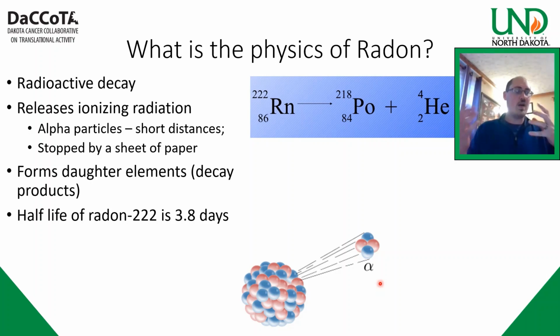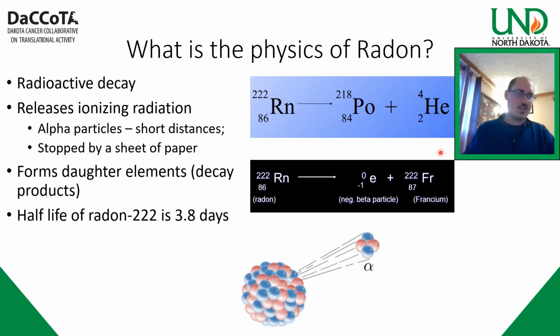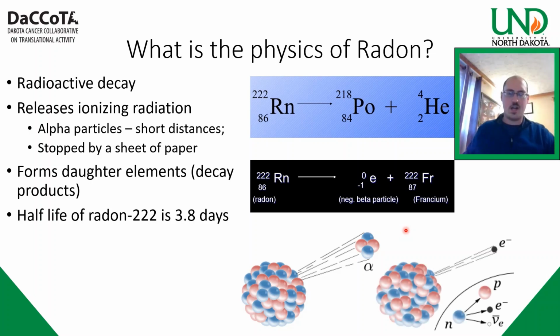Now, again, when radioactive radon decays, it forms daughter elements, so decay products. The daughter elements here are polonium and helium. There is a very uncommon type of radiation that it theoretically can do, though it's by no means common when we think of radon decay. This is a beta minus decay, where radon emits a negative beta particle and a francium atom. It also releases energy.